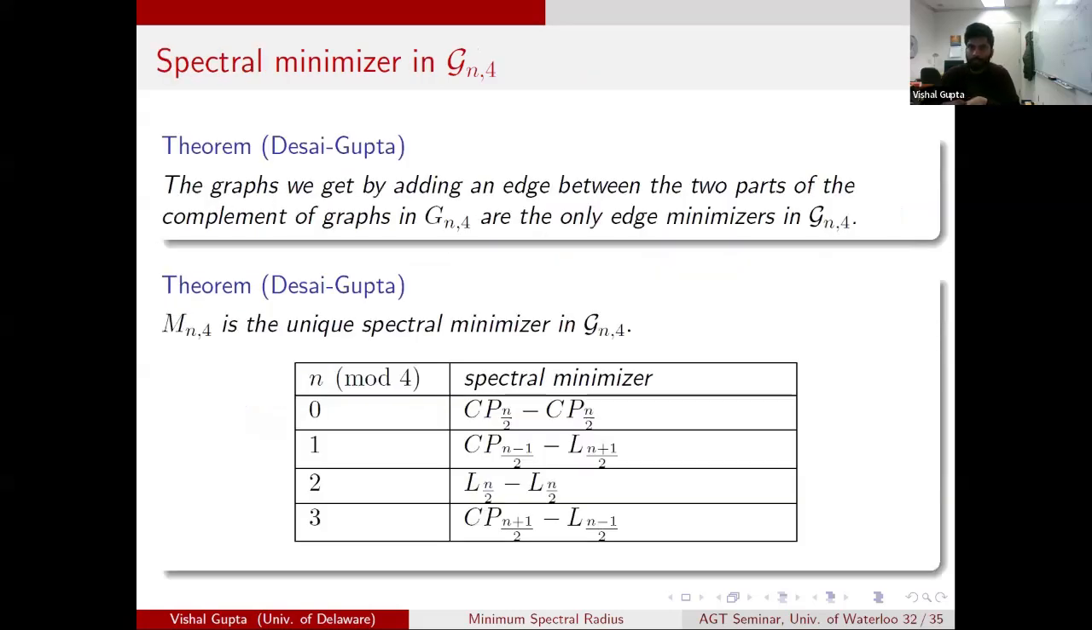So if we take our dissociation number to be 4, in this case k is equal to 2. So we showed that if we take a complement of the set G(n,4), so we have 2 parts, and we connect them by an edge in any manner, those are the only graphs which are the edge minimizers for this class. And among those graphs, only those graphs which belong to M(n,4) are the spectral minimizers for this class. Precisely when n is 0, 1, or 2 mod 4, these are the spectral minimizers for this class. But the general question, is it always true that a spectral minimizer is always an edge minimizer and always belongs to this set M(n,2k), is what we are still working on.